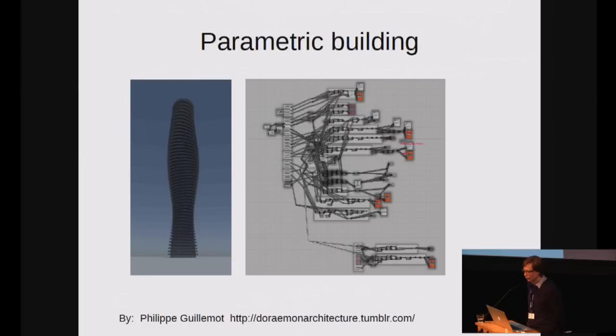Or you can do something extremely advanced, as Philippe Guillemot, dormonarchitecture.tumblr.com, did. This is a setup of 350 nodes. And here I can say that this clearly highlights some problems of the current approach. We don't have node groups. We lack many abstractions. There's a lot of unneeded repetition here. But we have different techniques and ways now to simplify this.